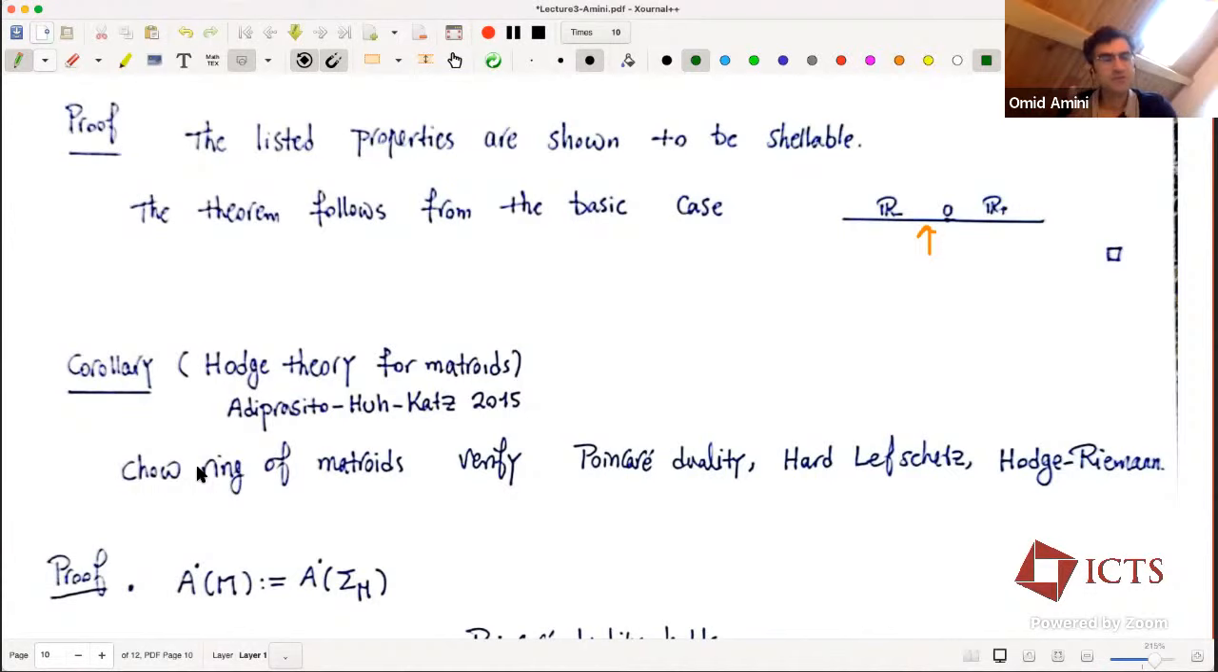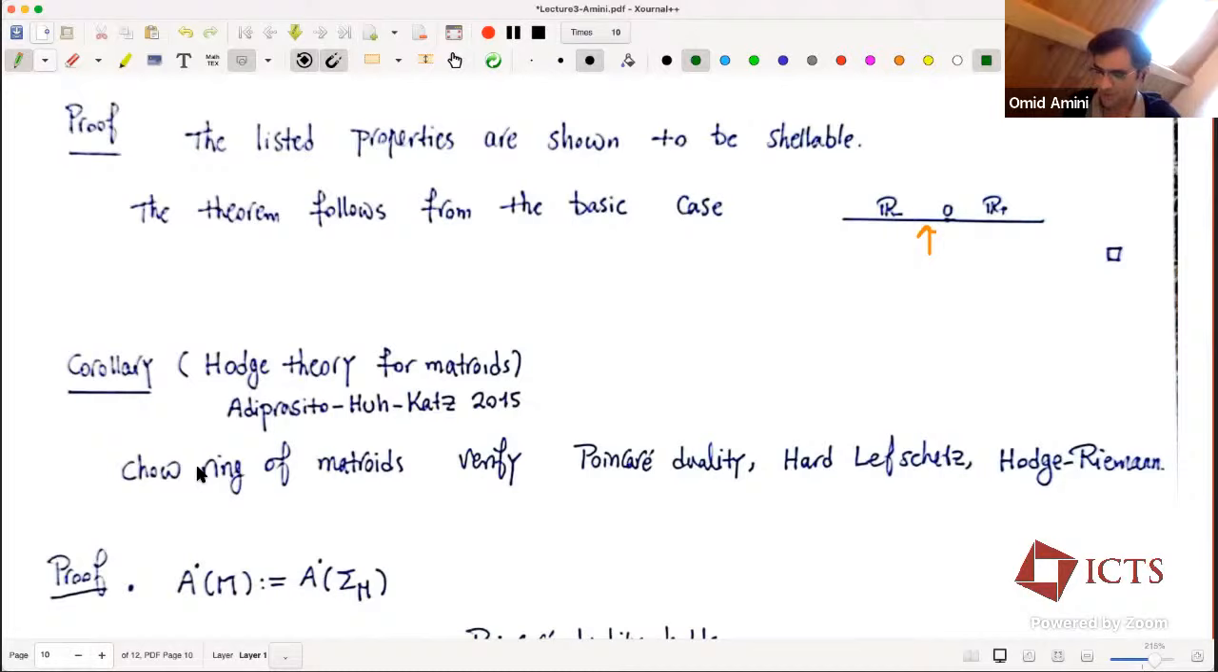But actually, maybe more interestingly, you get it for Bergman fans of matroids, or any fan which has the same support as the Bergman fan of a matroid. And this result was proved by Adiprasito, Huh and Katz in 2015. So it was proved for matroids, and then it was also generalized by other people to the context where you have a fan which has the same support as the Bergman fan. So the generalizations were done at the same time as we did this work on shellability.